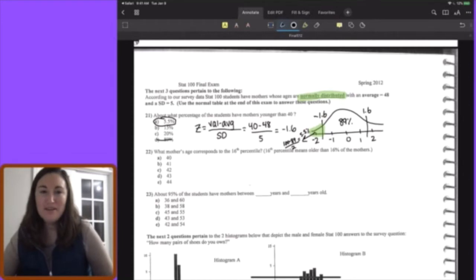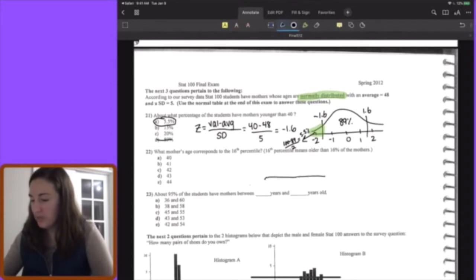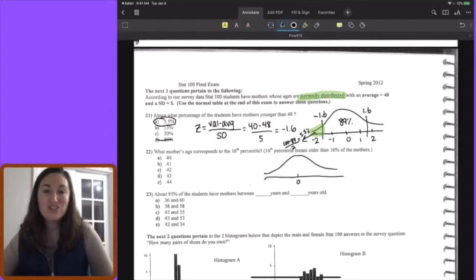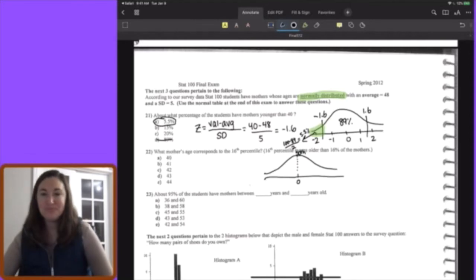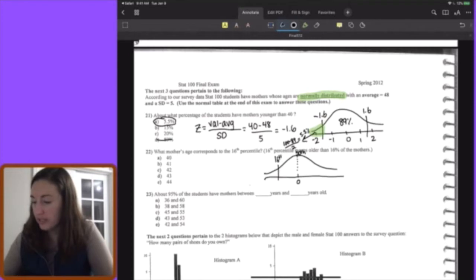Okay, what mother's age corresponds to the 16th percentile? All right, again, I'm going to use my normal curve. For the 16th percentile, I'm going to have to figure out where to even mark that. We know that right in the middle of the normal curve is the 50th percentile. We always know that one. That's the median. So the 16th percentile is going to be somewhere over here, right?